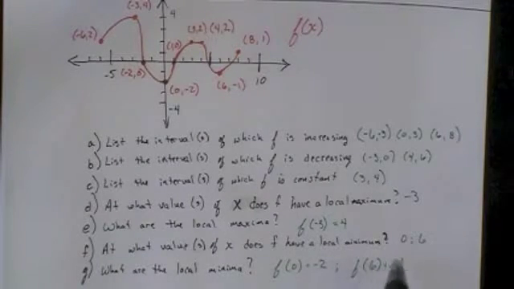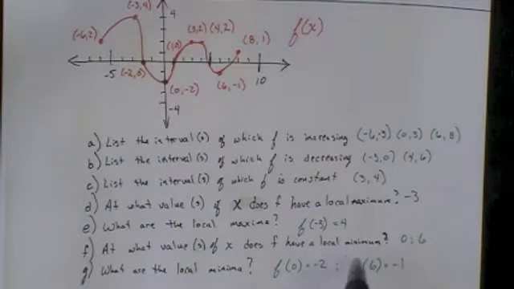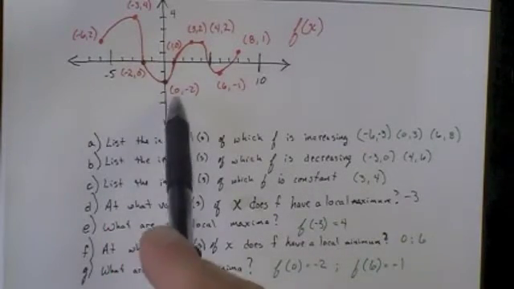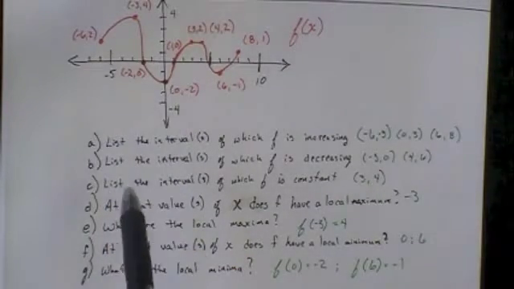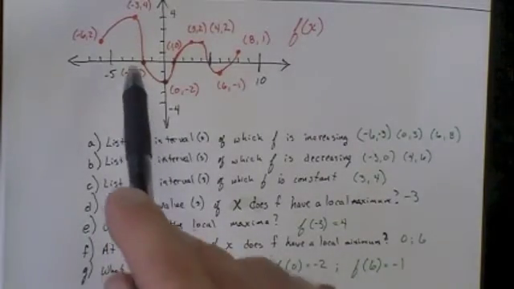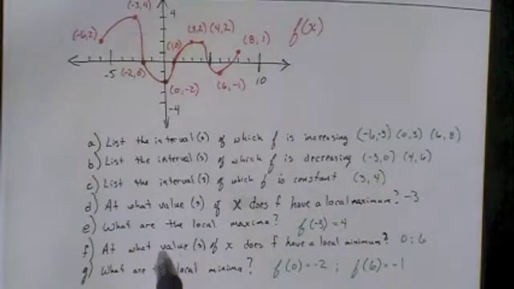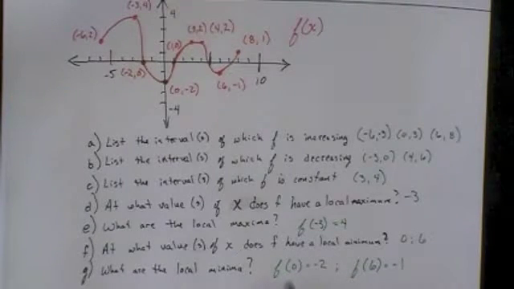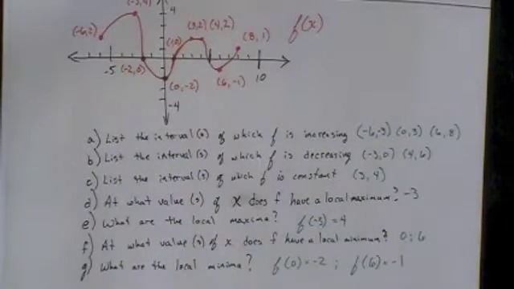The minimums are at 0 and at 6. Again, to be a minimum, we're saying that on one side it is decreasing, the other side it is increasing, so that is a minimum value. It has to be increasing and decreasing on either side to be a max or a min. And again, for the local minima, we write this as an ordered pair. So f of 0 equals -2 would be this point, and f of 6 equals -1 would be this point.